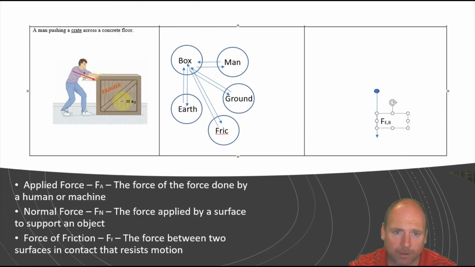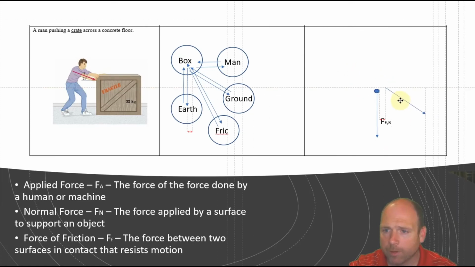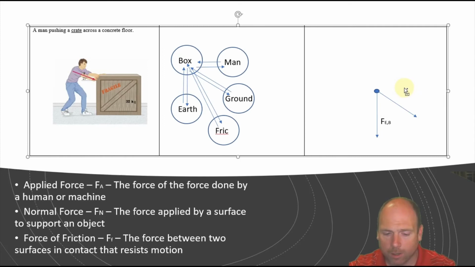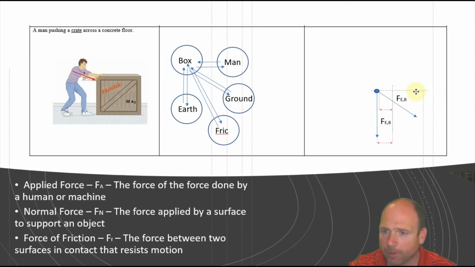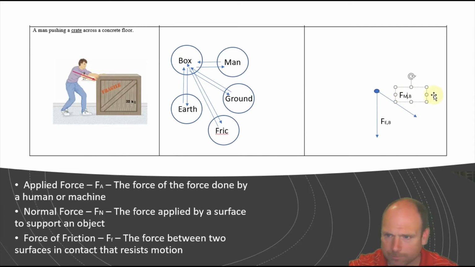Next one will react to that, or let's do the applied force. I've got the man pushing it. This is one. I'm not going to put the arrow over here. So even though you're like, oh, well, there's the man, he's pushing it, we always start the tip of the arrow at the dot. So here's that push by the man. And if we want to label that, we label that one the force of the man on the box.